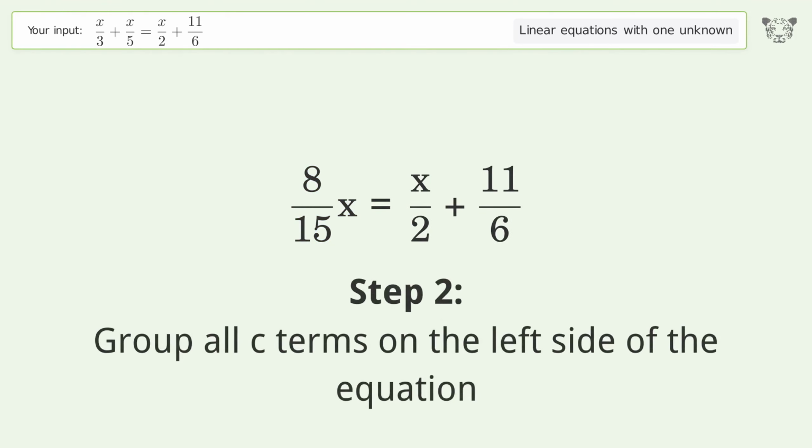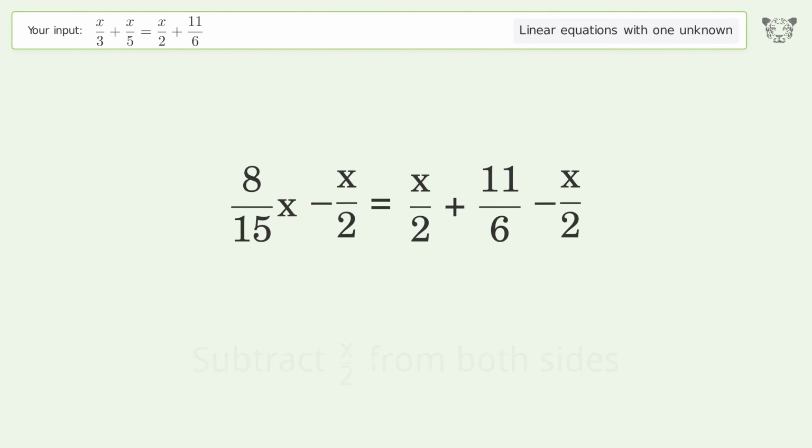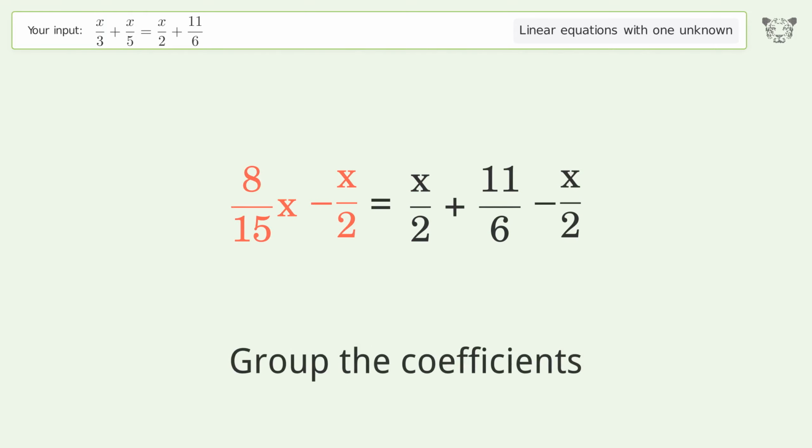Group all c terms on the left side of the equation. Subtract 10 over 2 from both sides. Group the coefficients.